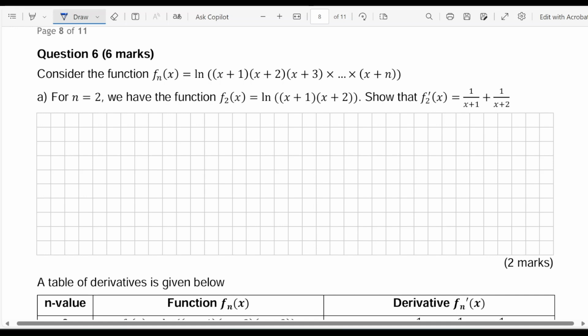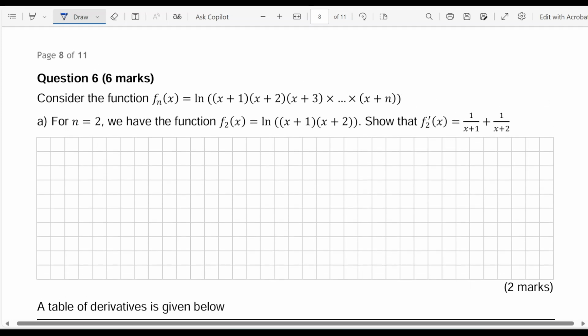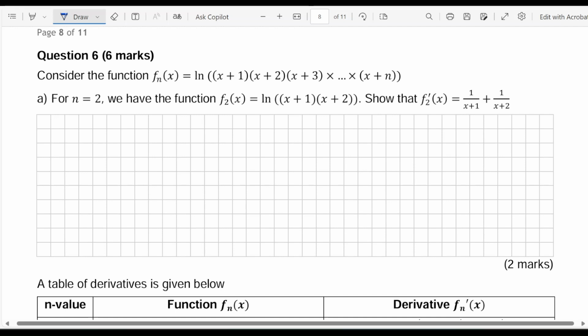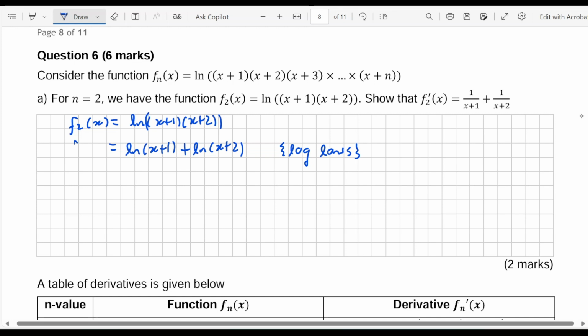All right, we have this wonderful conjecture. For n equals 2, this function looks like this. Basically, the function's just going to be as many brackets as the n value is. So f2 of x is log of x plus 1, x plus 2. This you can split up into log of x plus 1 plus log of x plus 2, and this is the log laws. So that is still f2 of x. Therefore, f2 dash of x is going to be 1 over x plus 1 and 1 over x plus 2, as required.